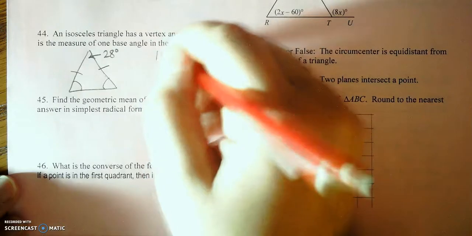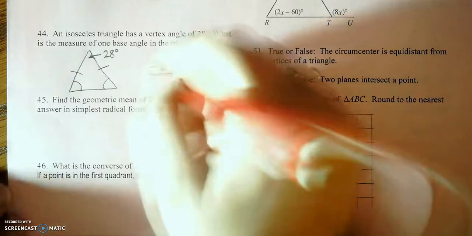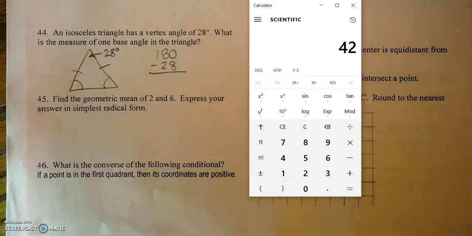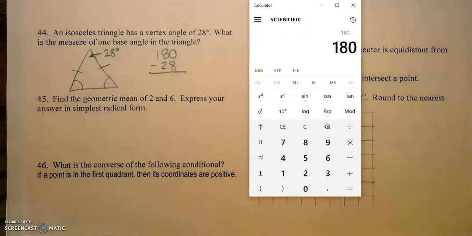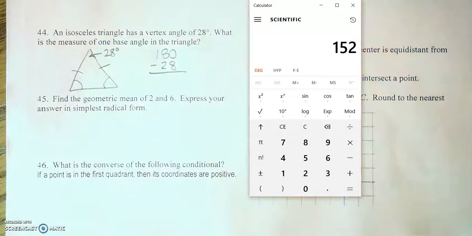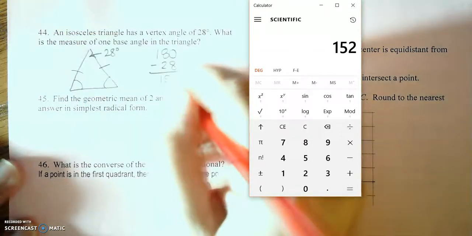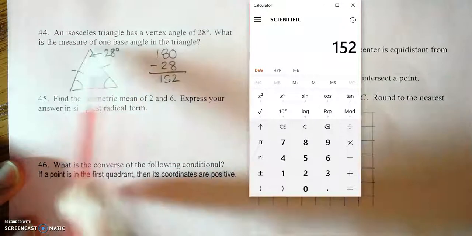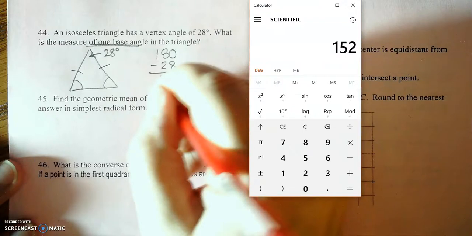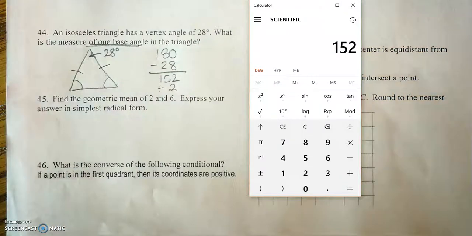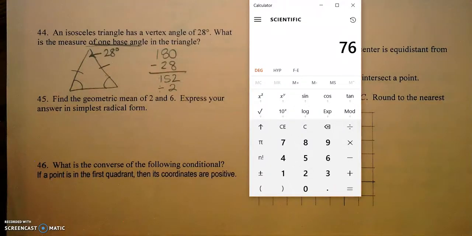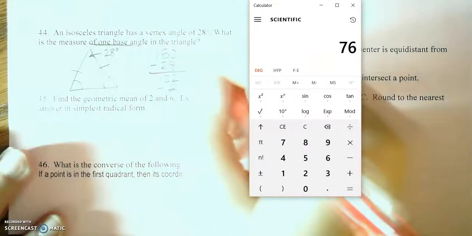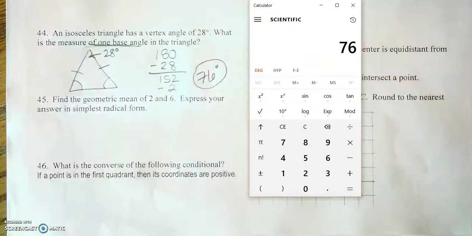Okay, so let me do 180 minus 28, and you will see that on my calculator here. And we've got 152. Now, I know these two angles have to be the same, and they just want one of them. So I have to divide that 152 evenly between those two angles, so we're going to divide that by 2. One of the base angles would be 76. That's going to be your answer there.